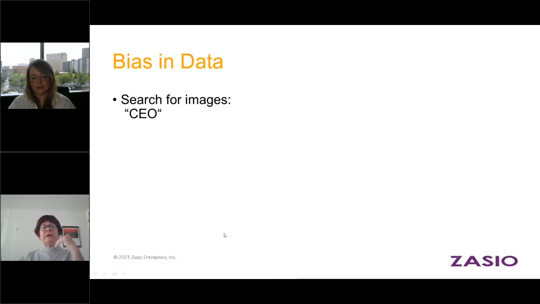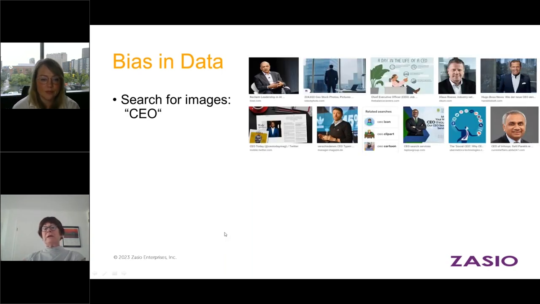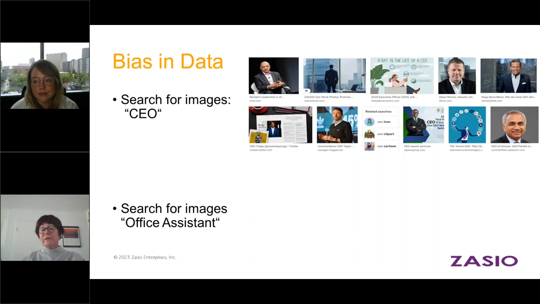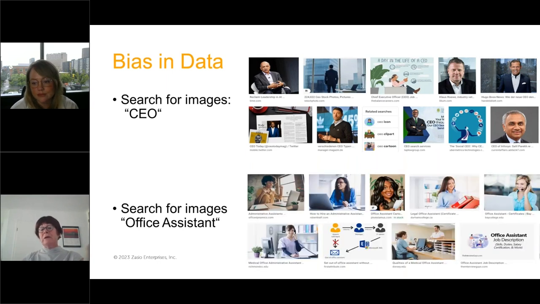So let's take a look into the bias in data. If you search for the images "CEO" in Google, what do you get? Typically the Caucasian male. What do you get when you search for "office assistant"? Still, you get the young female. So I think this is a good example of bias in data. Is that really what we want as an output?